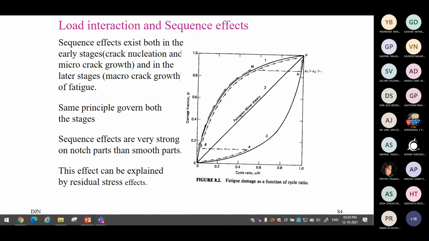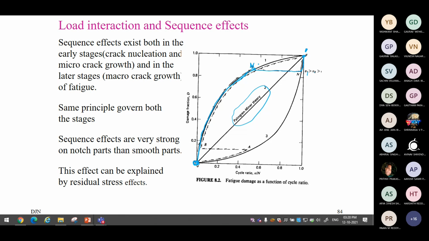You consider two cases. One, the path starting from origin O, you travel in this particular path up to the point M, and then apply the next stress level and reach here to the damage 1. This is the damage 1 position. Two load cycles or three load cycles have been shown here. Actually, this is for Palmgren-Miner theory, what is predicted: no sequence effect is possible. Okay, only sigma 1 and sigma 2.